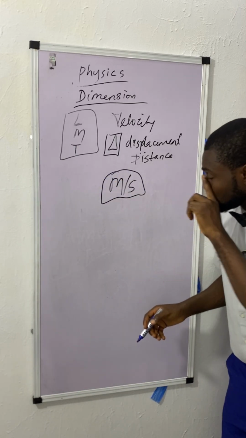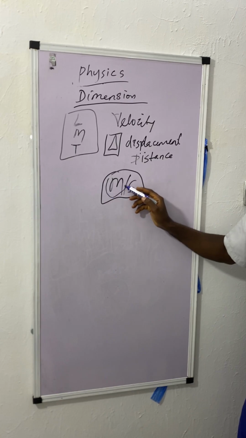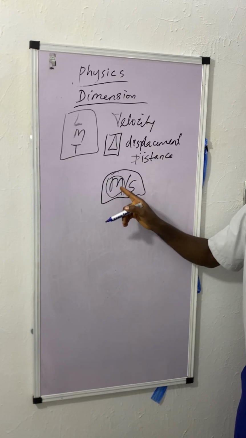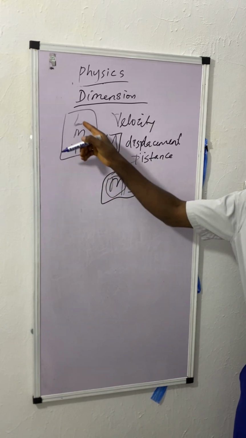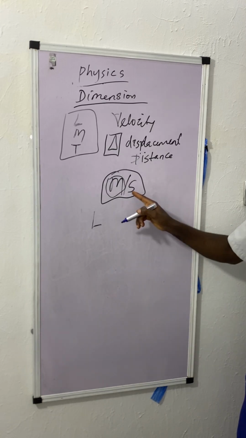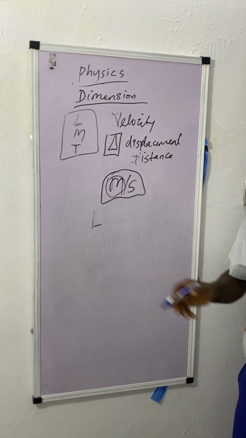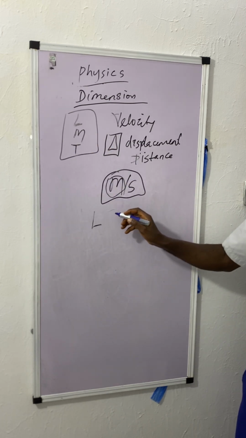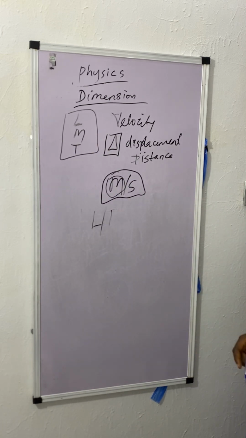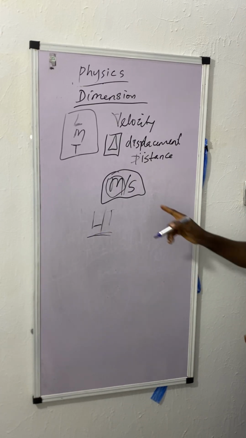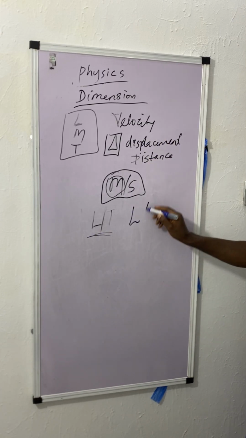Now let's find the dimension. It's very easy. M here represents length, because it's meter. So we change it to L. S here represents second, and it represents time in the fundamental units. You put it here, T. So this is the dimension of velocity, L per T.